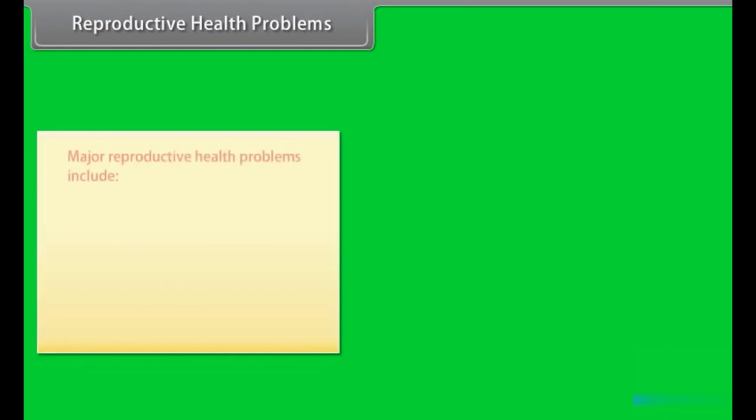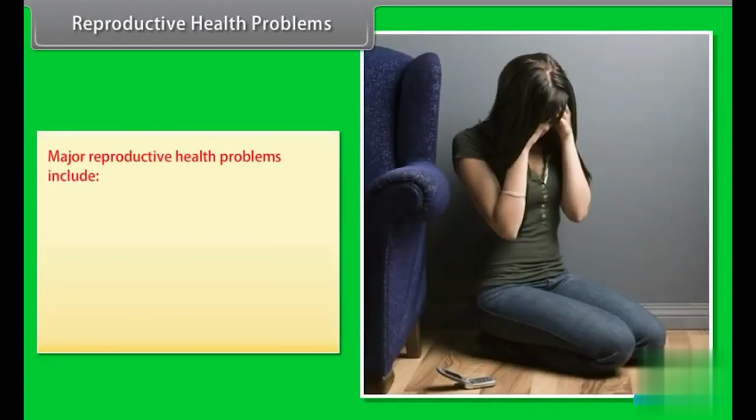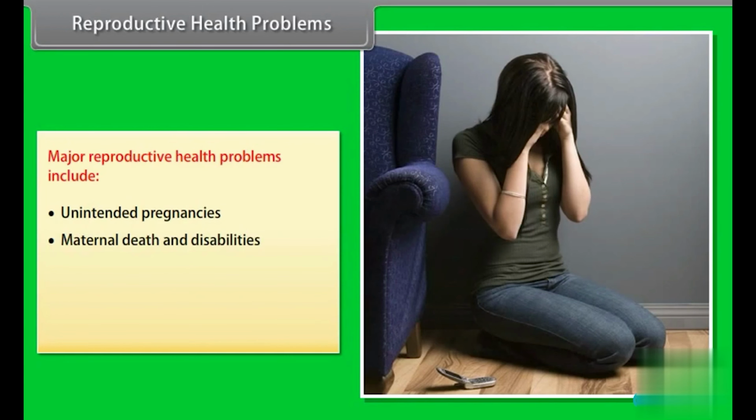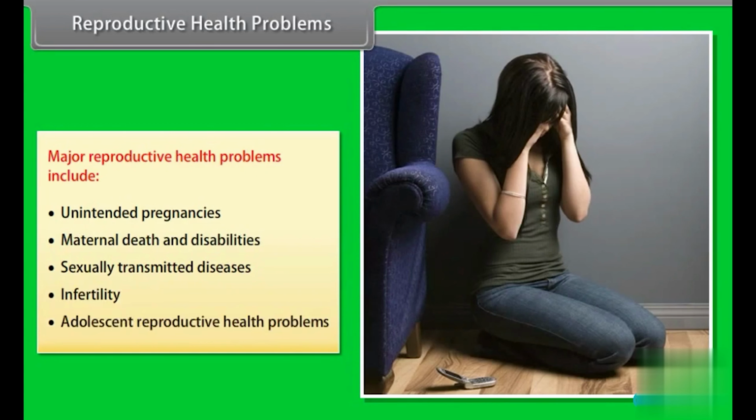Reproductive health problems. Major reproductive health problems include unintended pregnancies, maternal death and disabilities, sexually transmitted diseases, infertility, adolescent reproductive health problems.